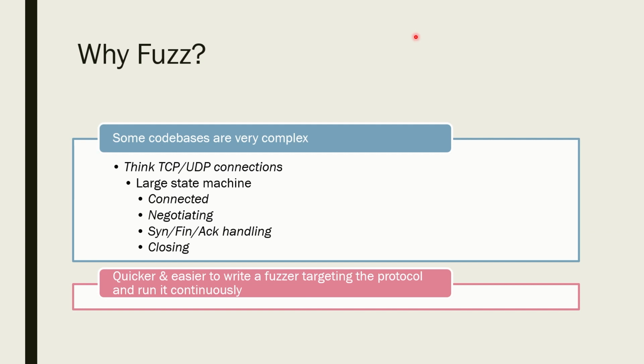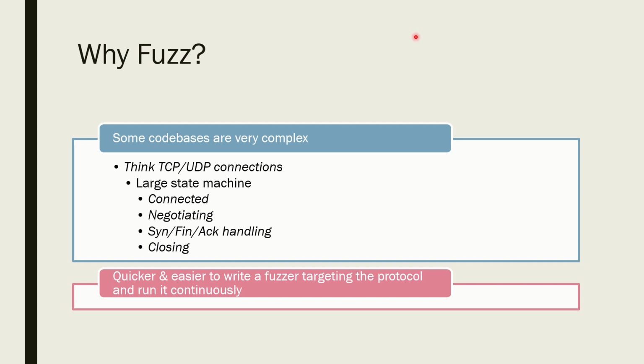Why fuzz? This just reiterates the fact that some code bases are very complex. Think of network connections, where you have a large state machine that can be in a connected state, a negotiating state. It could be handling a specific sequence of SYN, FIN, or ACK packets. It could be in a closing state. And depending on what packet you send and what state the machine's in, you could hit a whole bunch of different code paths. And there could be so many code paths to analyze here.